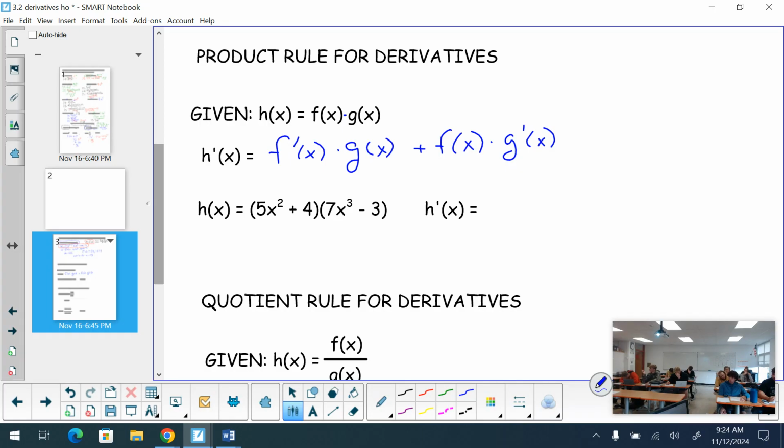So if we look at h of x is equal to 5x squared plus 4 times 7x cubed minus 3. If we wanted to, we could FOIL this out. But what happens if you have two trinomials or two four-term polynomials there? And multiplying that out, yes, you can do it, but it's going to be very cumbersome.